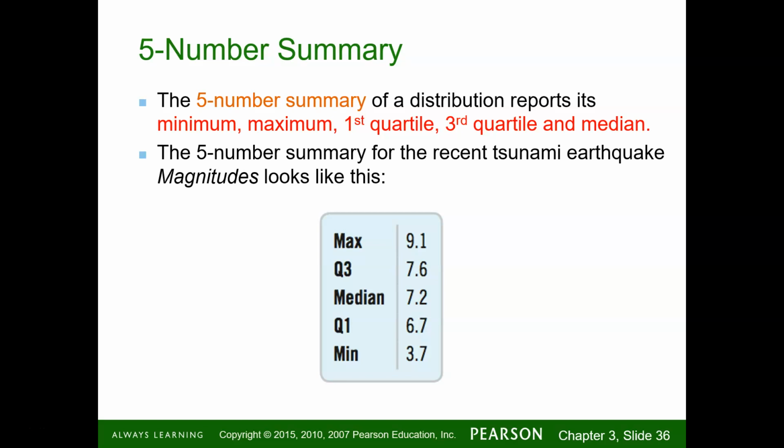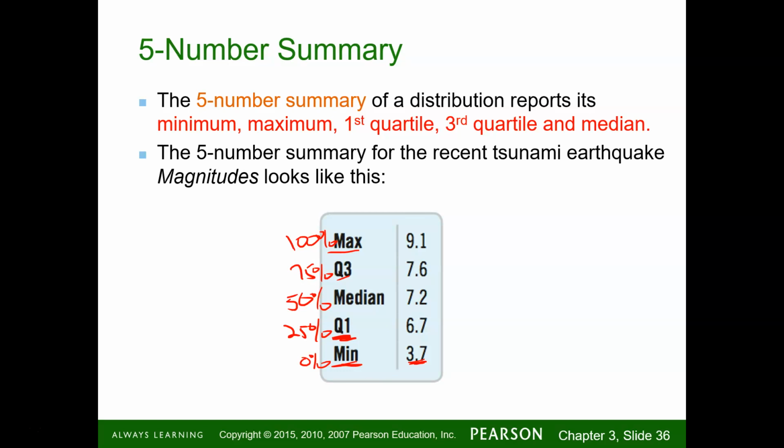The lowest point, the minimum. So the minimum, the lowest point on the graph, and then the first quartile, the 25%. So this is at 0%, the lowest, and then the median at 50%, and then the quartile 3 at 75%, and then the maximum is bigger than 100% of the data. It's the biggest point on the graph, and that is called the 5-number summary of statistics.